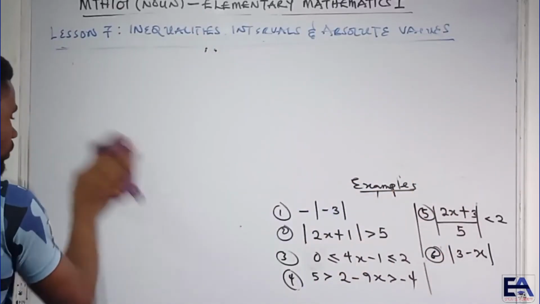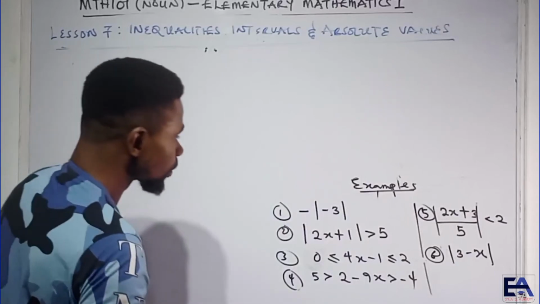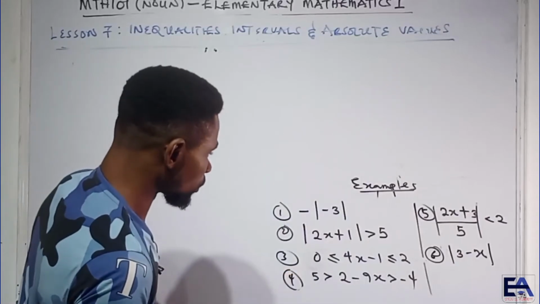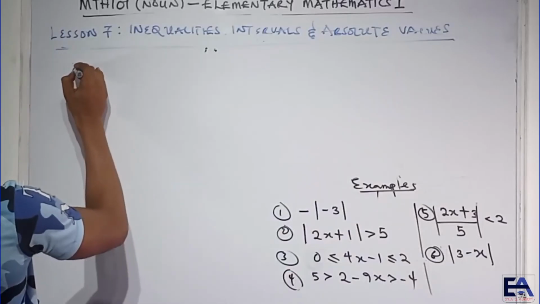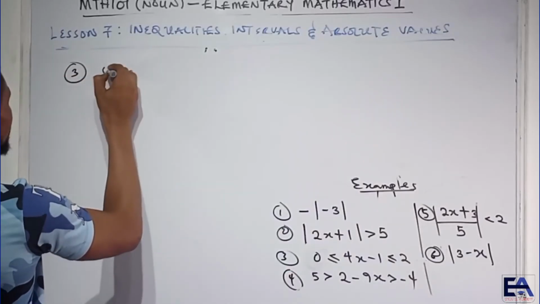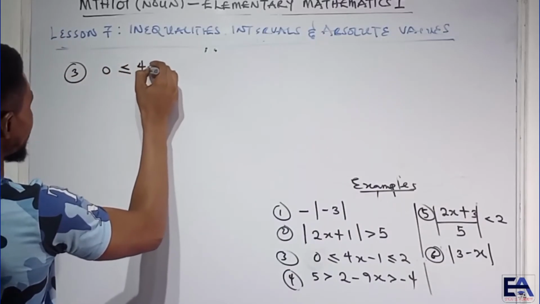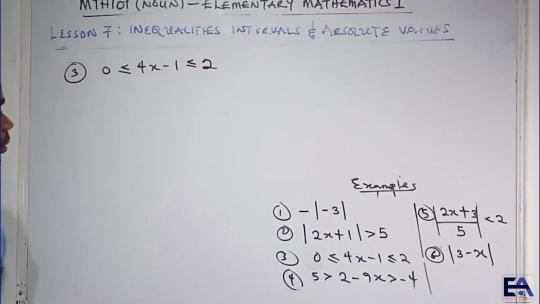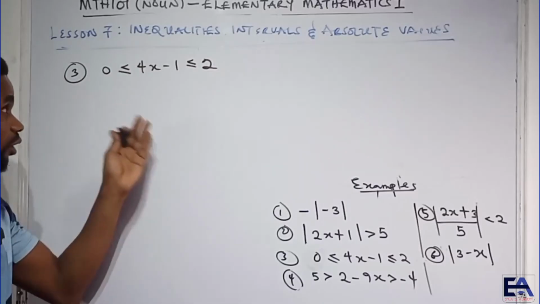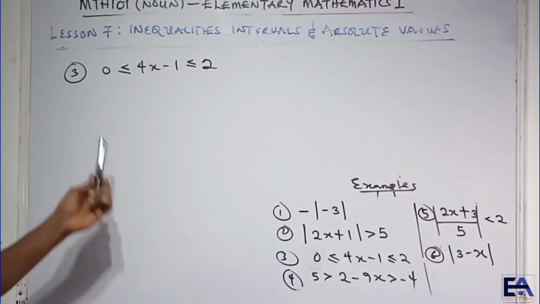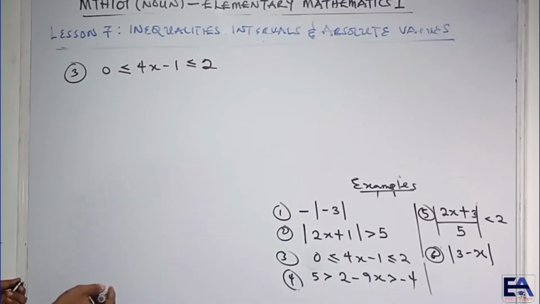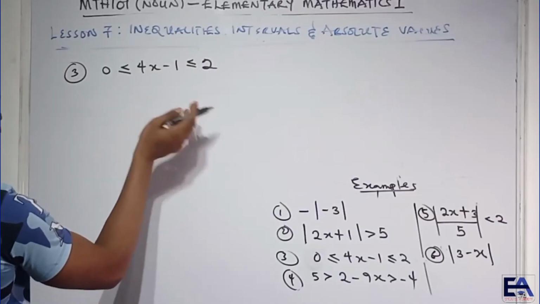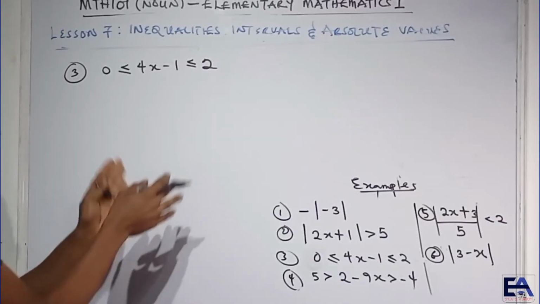All right, so let's go on to the third one. The third one says 0 is less than or equal to 4x minus 1, less than or equal to 2. Then we want to solve this inequality, okay? How do we solve this inequality? It's very simple. The same thing we did in the previous question is what you're going to do here.